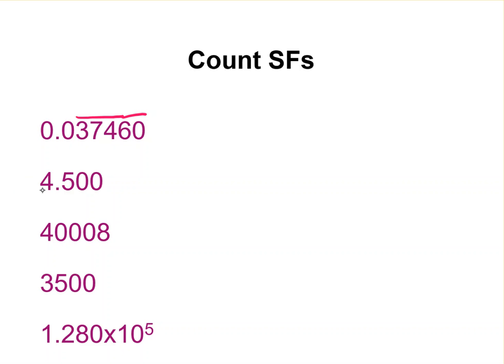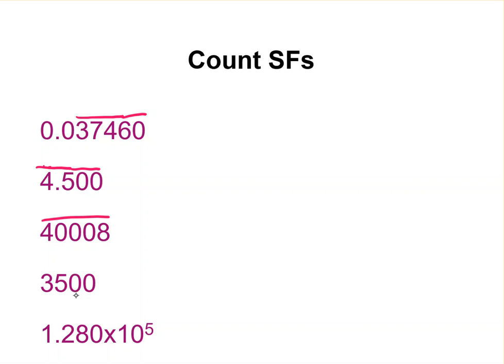This one doesn't have leading zeros. The 4 and the 5 count, they're non-zero. Again, we have ending zeros and a decimal point shown, so those count. That has 4 sig figs. This number doesn't have leading or ending zeros, so all of this counts. Sandwiched zeros count.